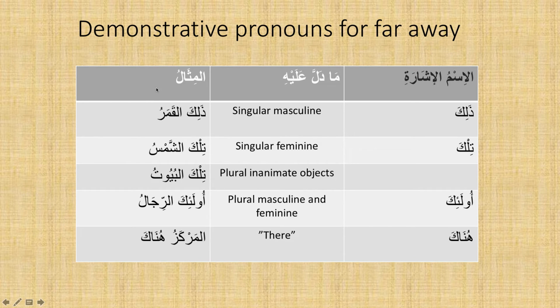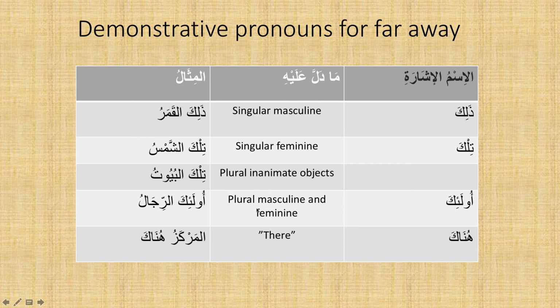So this is a list of demonstrative pronouns that are used to refer to something that is far away. For example, ذلك, which means that. This is used to refer to singular masculine. For example, ذلك القمر. That is the moon. تلك is used to refer to the singular feminine. For example, تلك الشمس. That is the sun. تلك is also used to refer to plural inanimate objects that are far away as well. For example, تلك البيوت. Those houses. بيوت being the plural of بيت.